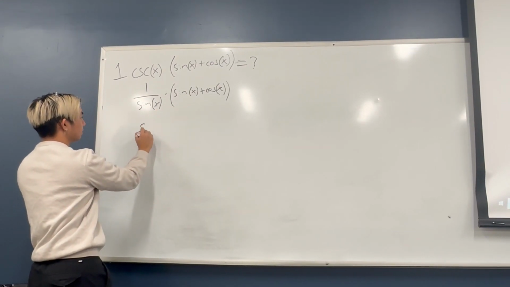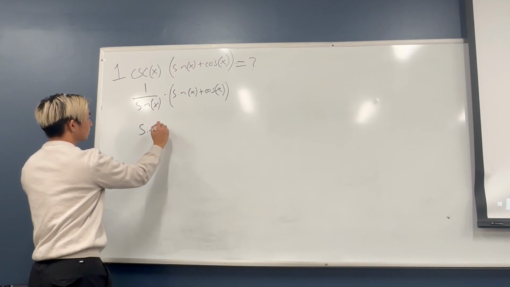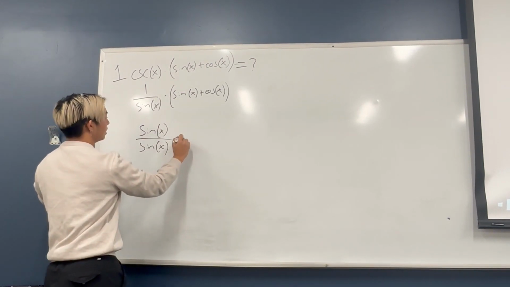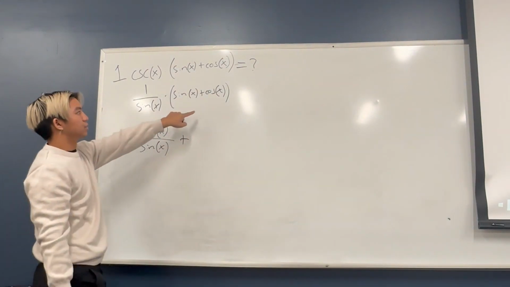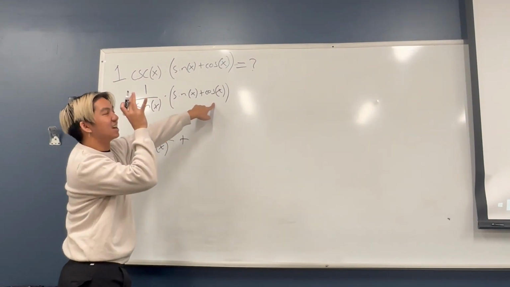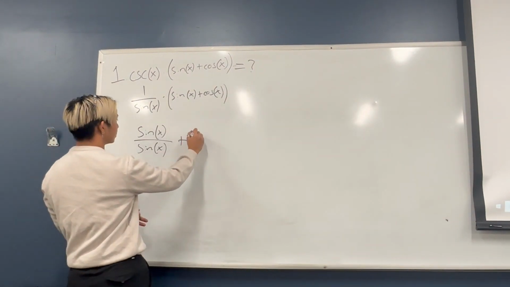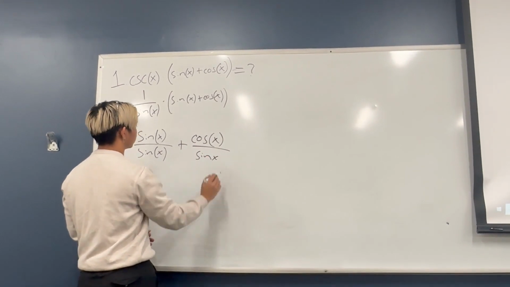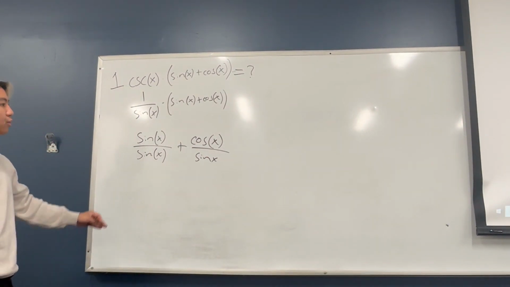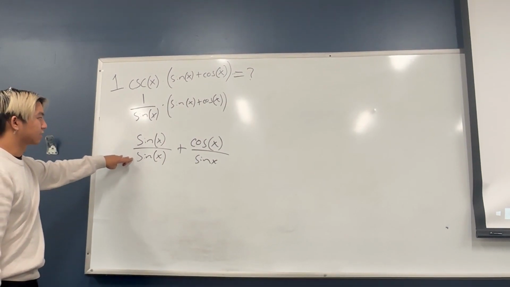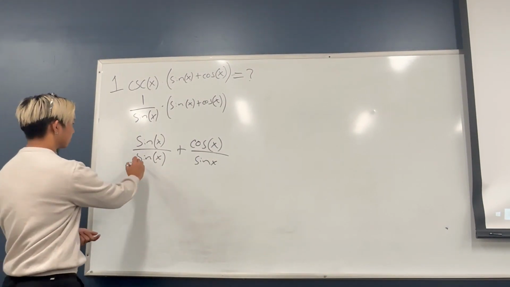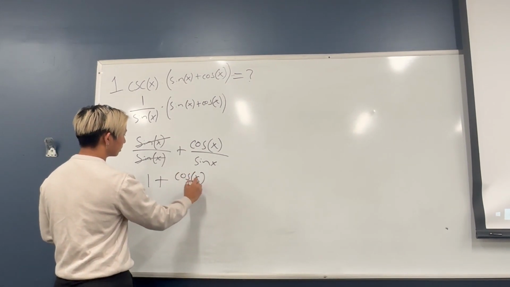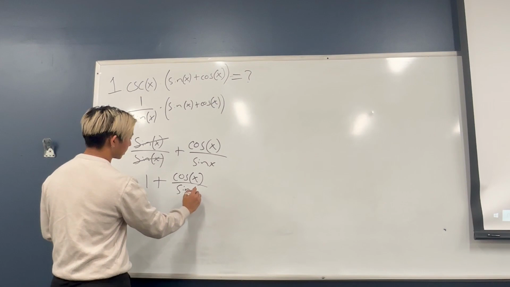So this becomes sine of x over sine of x plus what? We have 1 over sine of x times cosine of x. So this becomes cosine of x over sine of x. Right, so now what do we notice? We have sine of x over sine of x. Can we cancel them out? Of course. So this becomes 1 plus cosine of x over sine of x.